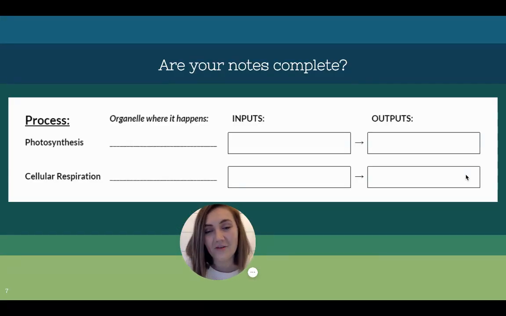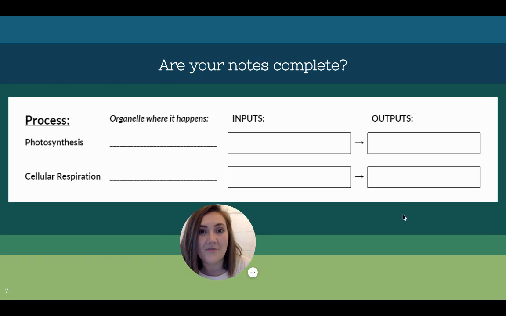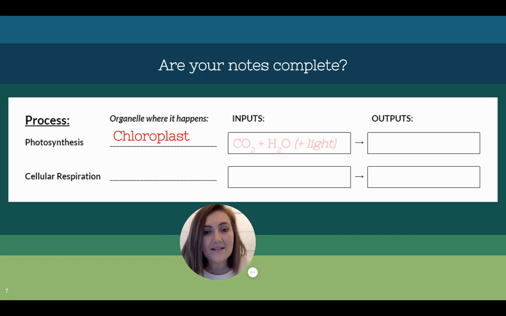So let's check your notes and see if they're complete. In what organelle is photosynthesis taking place? That is the chloroplast. What are the inputs or reactants? That is carbon dioxide and water plus sunlight. What are the outputs or products? That is glucose and oxygen. And you'll notice if you look down below from your cell respiration, they're basically the reverse with just a few minor changes. That's the cool thing about photosynthesis and cell respiration. They work hand in hand.